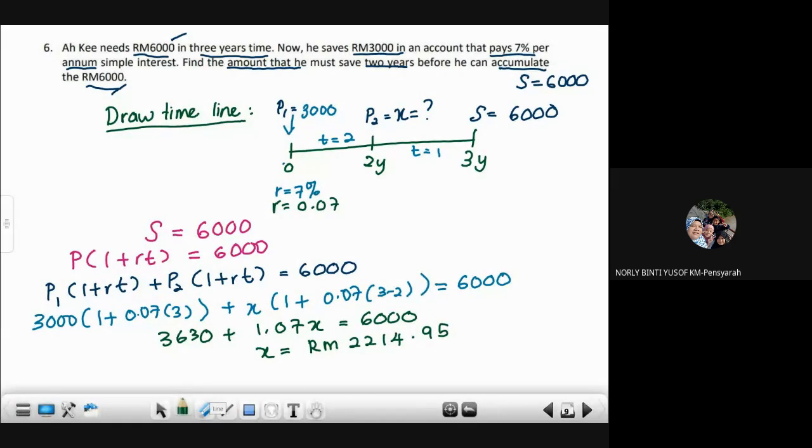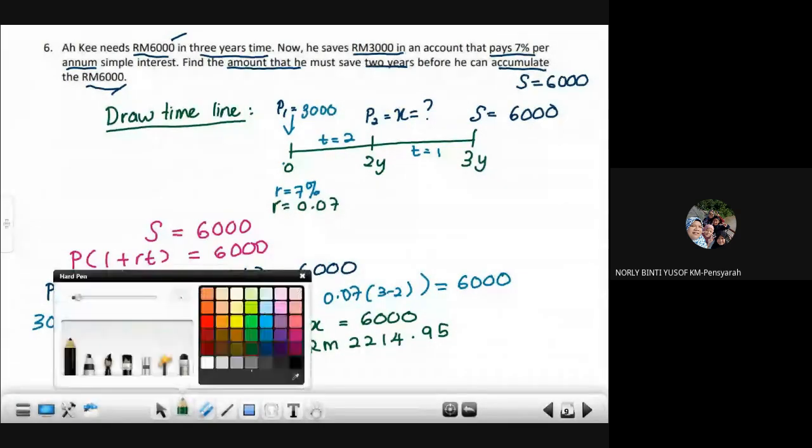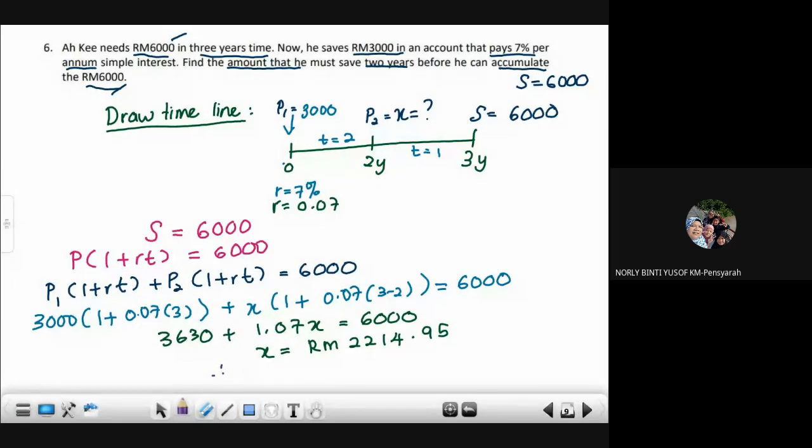Itu adalah nilai amount X, iaitu nilai P yang you nak kira ni kan. So you pun cakap lah dalam words, the amount that he must save is 2,214.95. Nak cakap panjang lagi, cakaplah he must save 2 years before he can accumulate 6,000. Tak nak cakap pun tak apa. You just write the word tu supaya you conclude that there is problem solving for mathematics finance.